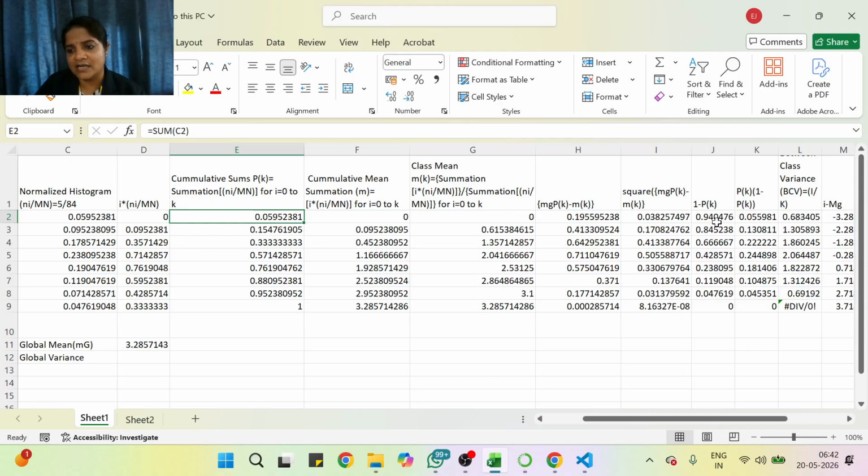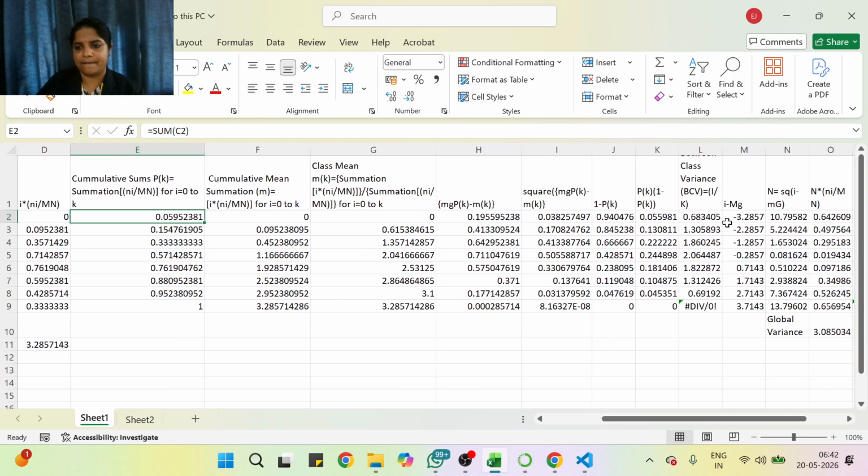Okay. Then what I have done, I have calculated 1 minus P of k in this particular column J. And finally, I have calculated P of k into 1 minus P of k in column K. Okay. So finally, I am calculating the between class variance. This is giving me the between class variance.